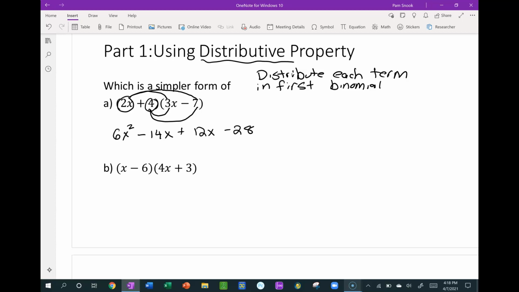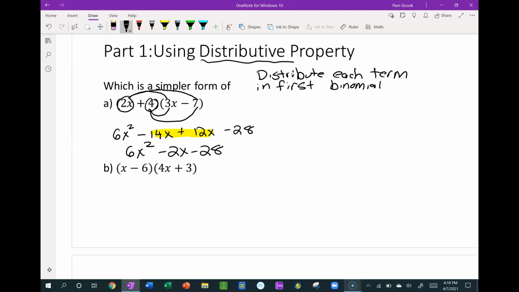I can simplify this just a little bit. If you notice right here in the middle, I have two like terms. I have a negative 14x and a 12x, so I can combine those. So I get 6x squared minus 2x minus 28, and I'm done. That's my answer.